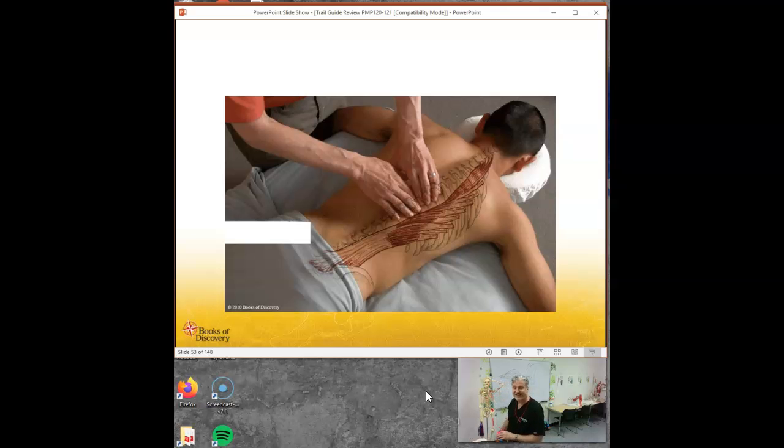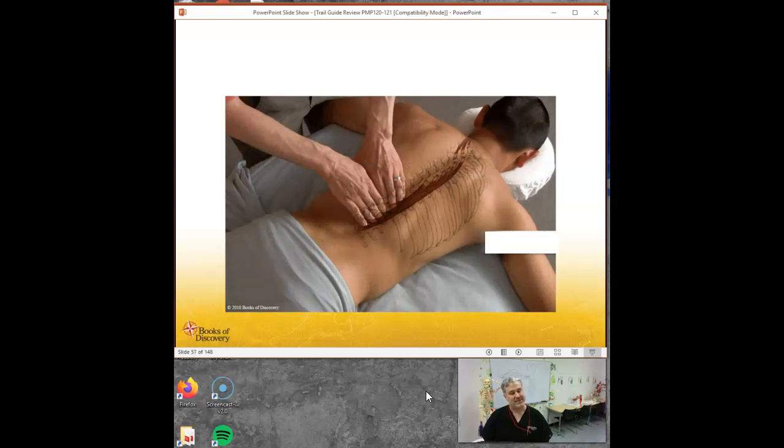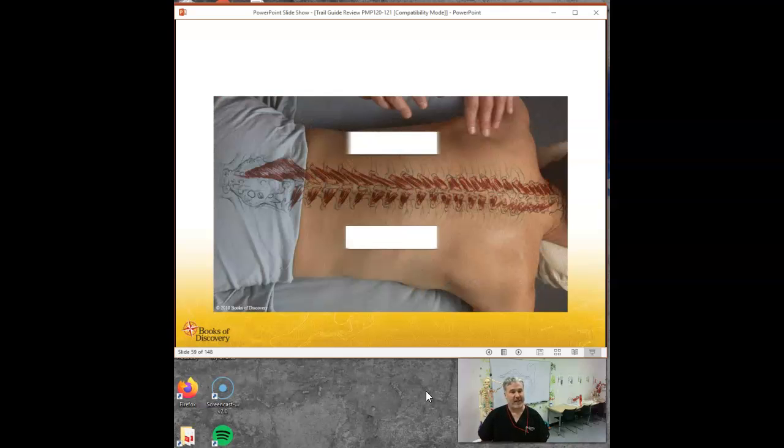What muscle is this? That's the iliocostalis. The muscle that connects the ilium to the costals. Beautifully done. Which muscle is this? That's the longissimus. Beautiful. And this? Spinalis. Yeah. And what are these two? Those are the rotatores and the multifidi.